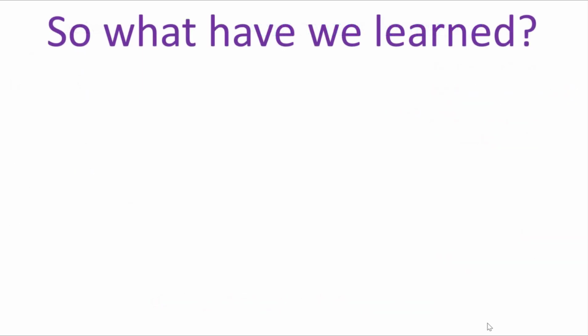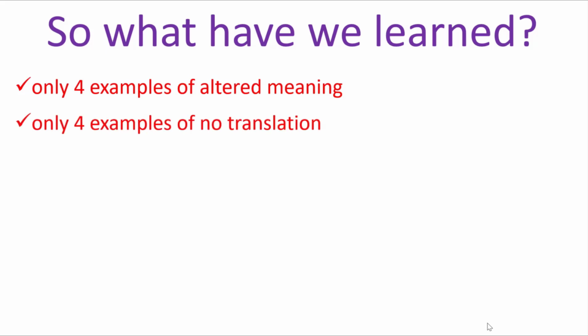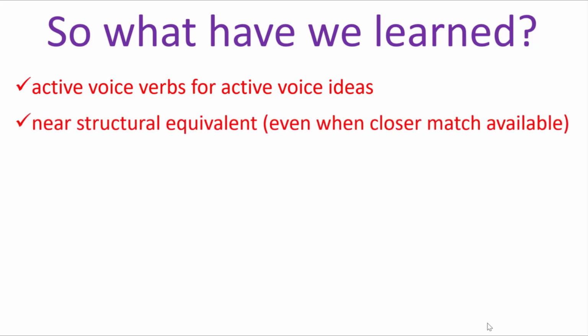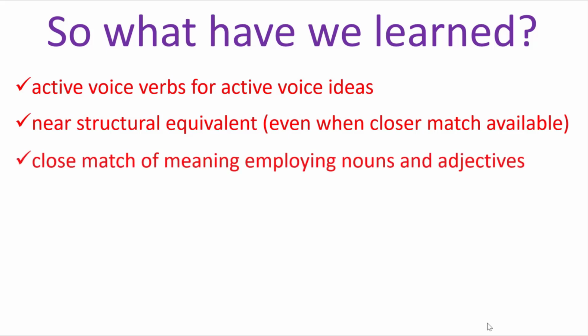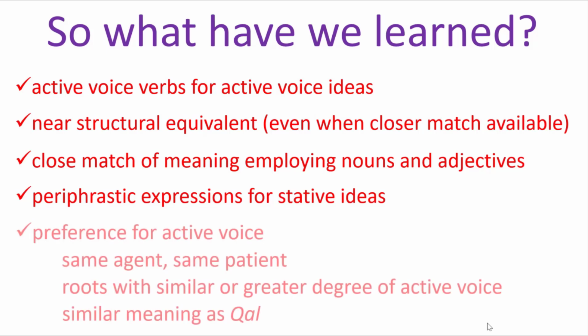So what have we learned very quickly? Only 4 examples of altered meaning, only 4 examples of no translation. Active voice verbs for active voice ideas in Onkelos. Yes. And that idea about a near structural equivalent is okay, even when you have a closer match of structure available. And then when you can match the meaning with nouns and adjectives instead of trying to find a verb, okay, according to Onkelos. And then periphrastic expressions are acceptable for stative ideas.